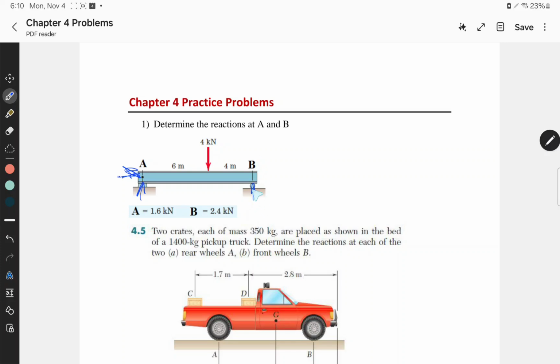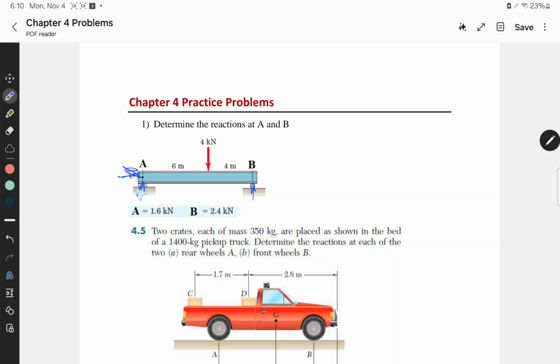a Y reaction. A way you can think about this is to think about what it can't do. For example, right here, this can't go into the ground, but it can go left and right if it wanted to. Obviously there's a pin here, but if there was no pin, it could go left or right. So that's how you think about it. It can't go into the surface, so you'd put an opposite reaction.